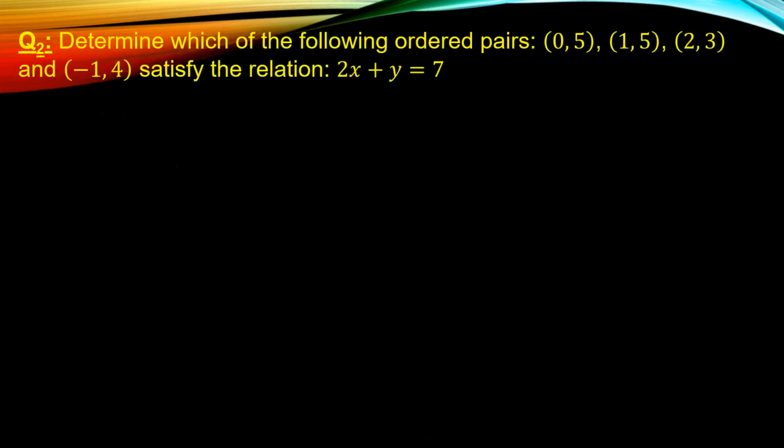Question 2. Determine which of the following ordered pairs 0 and 5, 1 and 5, 2 and 3, and negative 1 and 4 satisfies the relation 2x plus y equals 7.